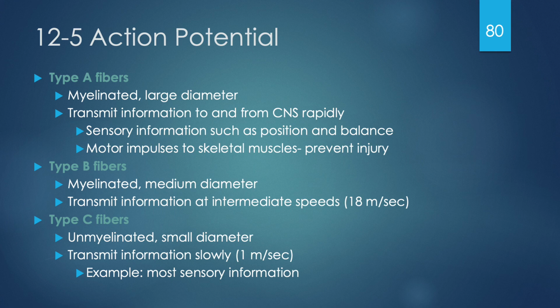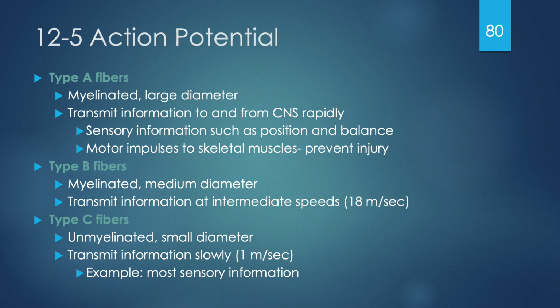So most sensory information is going to be transmitted by a type C fiber. So think about when you're eating dinner and you're tasting your food, that's not necessarily an emergency. So you can have type C fibers that are going to help us to sense things like that. But things that are immediate to our life and death are going to be type A fibers.